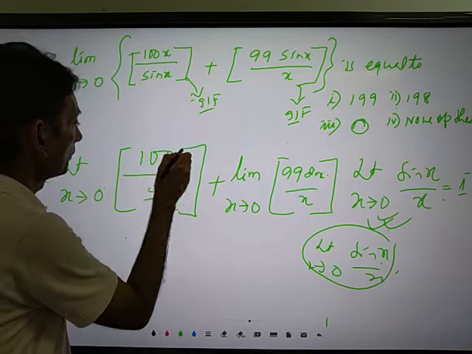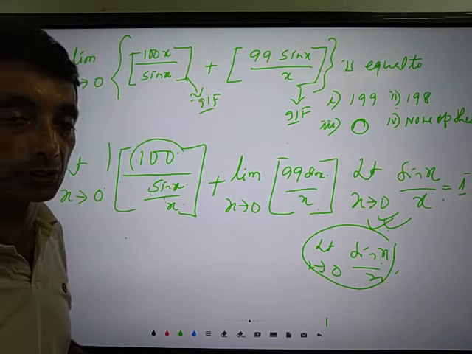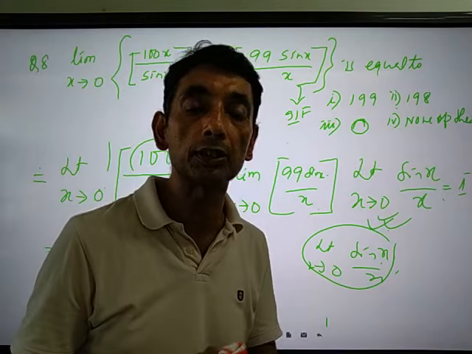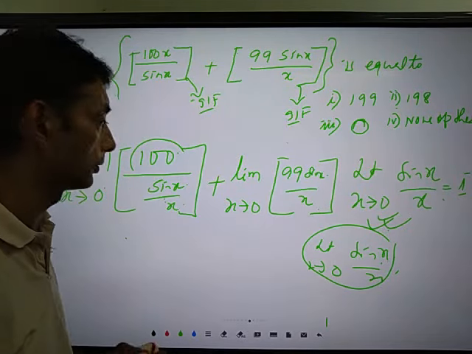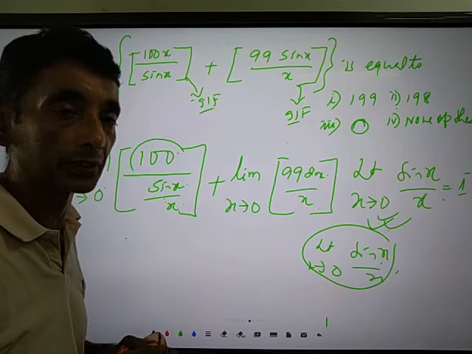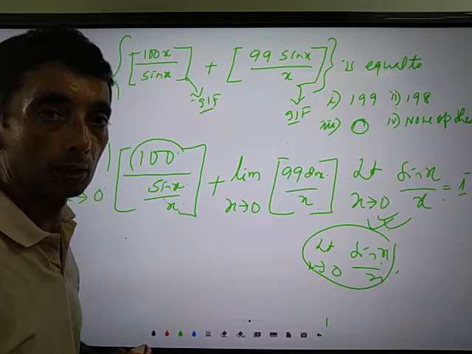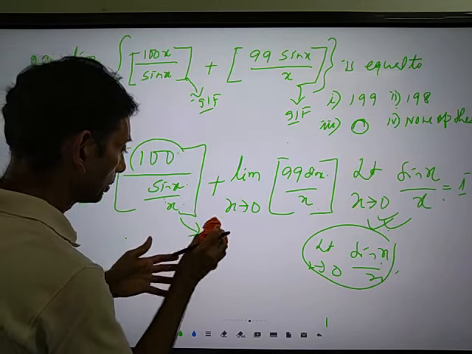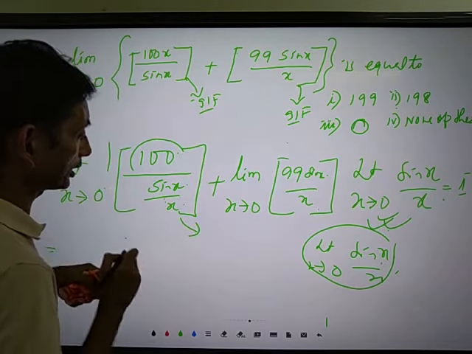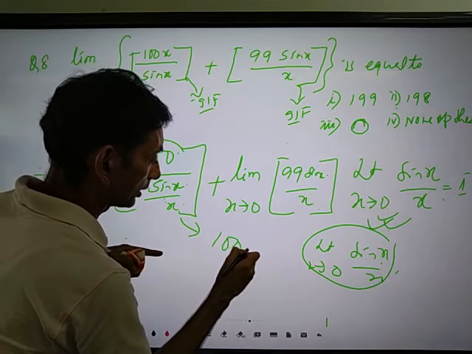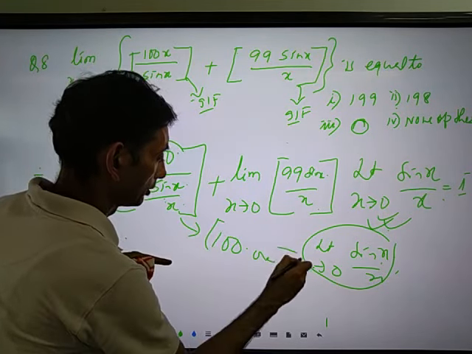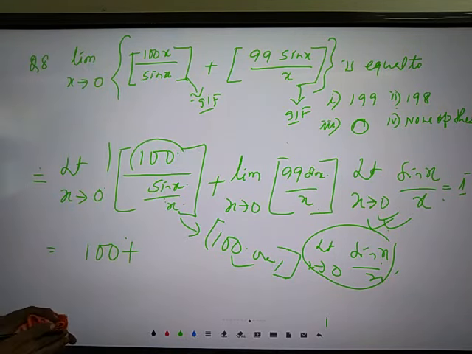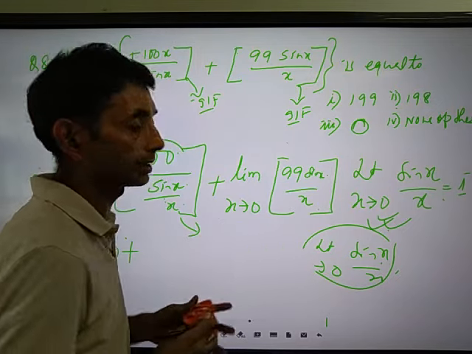For this greatest integer function, 100 divided by sin x by x, the value will lie between 100 and 101. It will be very, very close to 100, and in between 100 and 101. For example, if after taking the limit on sin x by x the value comes like 100.001, then the greatest integer value of this will obviously be 100. So let's move to the next limit.